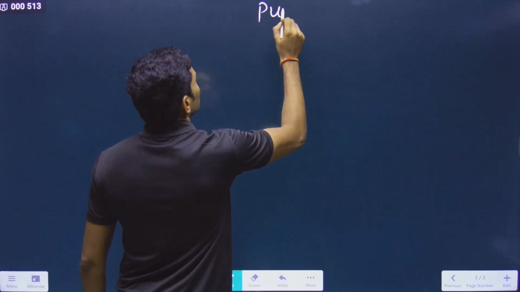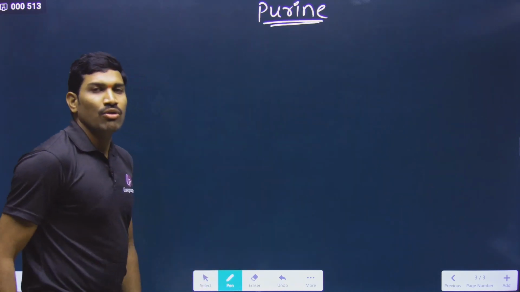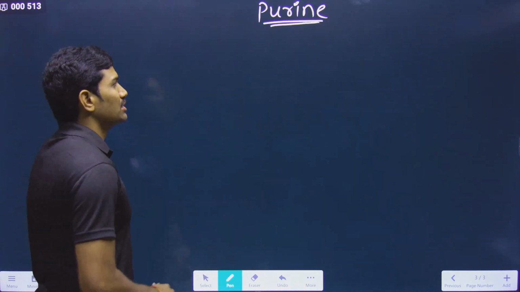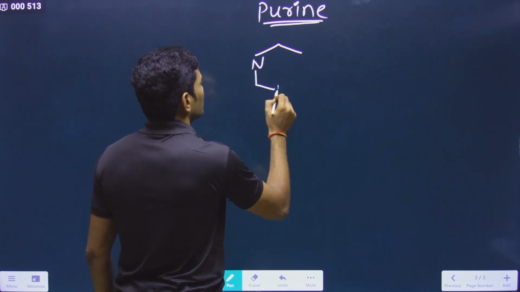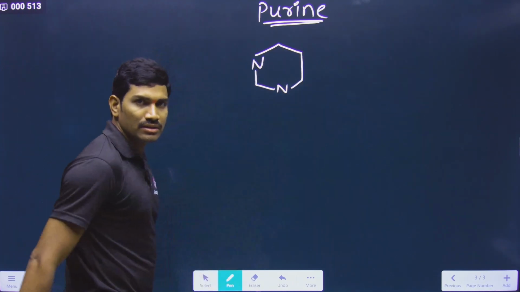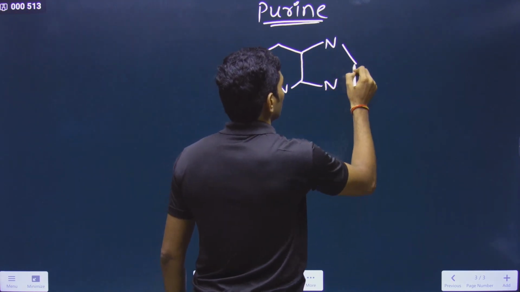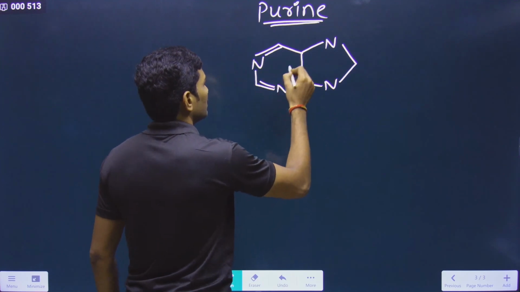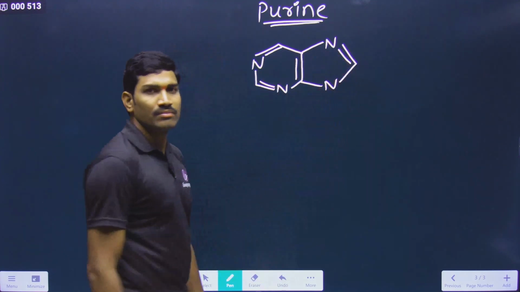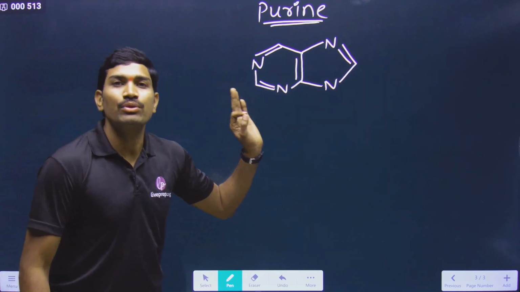I will write the structure of purine at the middle here. What is actually a purine structure? Purine actually has two rings in it. So this is one ring, and the other ring is like this. Clear? And where the double bonds are present? Here, here, here, and here. Understood or not? So this complete structure is called the purine structure.